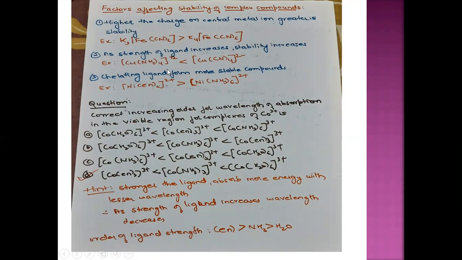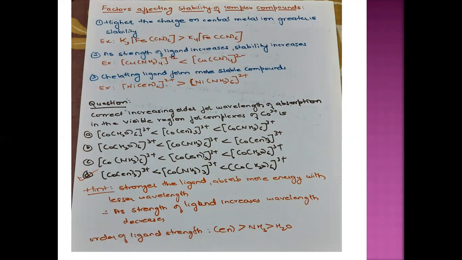Both are copper complexes, but the ligands are different. Here you have amine as a ligand. Here you have cyanide as a ligand. Both are strong ligands, no doubt. But which is stronger? This is a carbon donor. This is a nitrogen donor. So the carbon donor is stronger than the nitrogen donor.